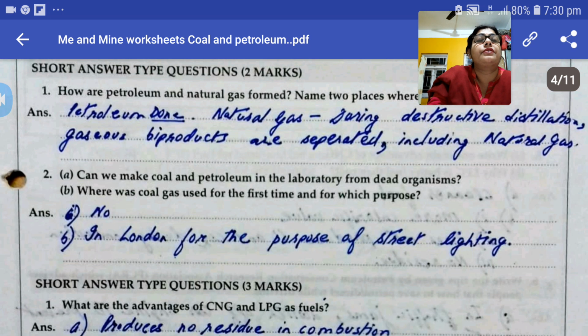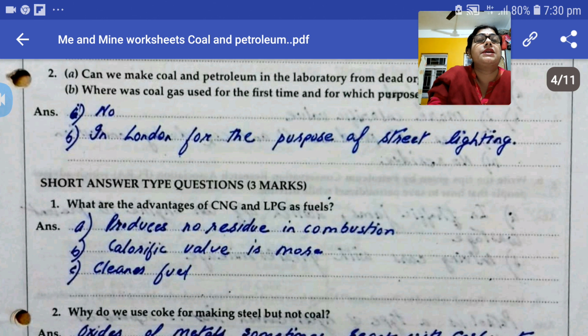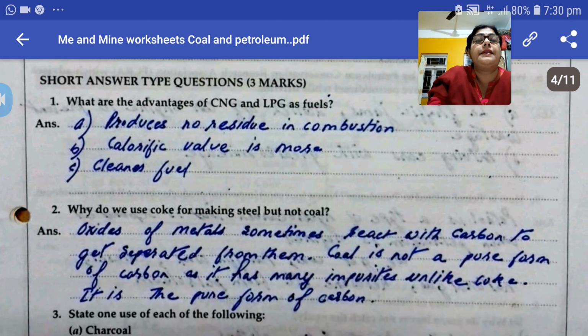Can we make coal and petroleum in the laboratory from dead organisms? No. Where was coal used for the first time and for which purpose? So in London, for the purpose of street lighting. So what are the advantages of CNG and LPG fuels? This is a very important question. They produce no residue on combustion, the calorific value is high, and it is a cleaner fuel.